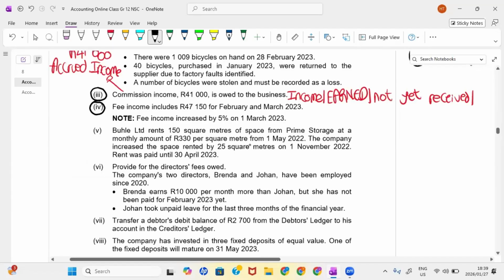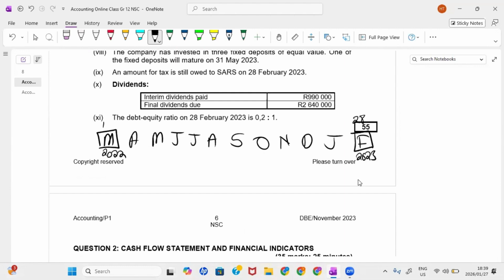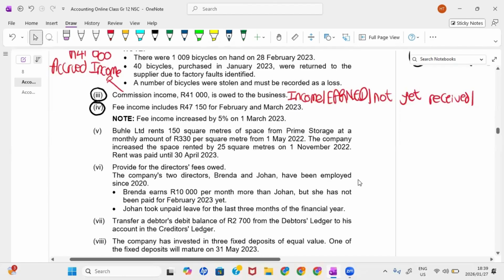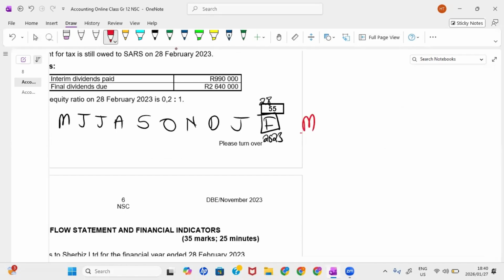That means it started on the 1st of March 2022, right? March, April, May, June, July, August, September, October, November, December, January, February. On the 28th of February 2023. Okay, I'll read it again. So they say fee income includes 47,150 for February and March 2023.